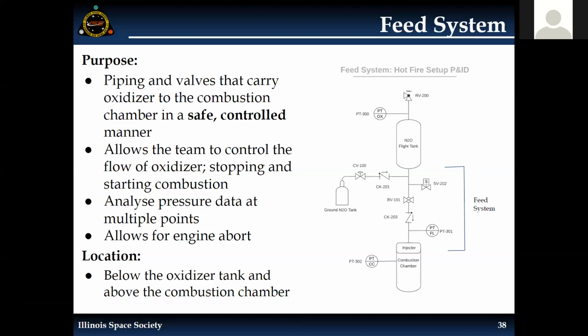A couple of other smaller purposes of the feed system are to provide us thermodynamic data. We have more pressure transducers so we can get data of the pressures at different points along the flow, which gives us the ability to understand what's happening in the feed system, both for performance and for safety, because if the pressure gets too high, we want to end and abort the test.